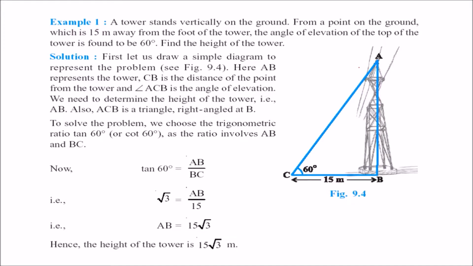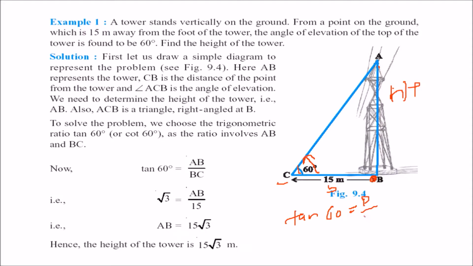So here is a tower. Example 1: there is a tower standing vertically on the ground, and from a point on the ground which is 15 meters away from the foot of the tower, the angle of elevation, that means this angle, is 60 degrees. Find the height of the tower. If this is the height of the tower and you're looking from here, 15 meters away, just use tan 60, that will give you this height. This is your base, this is your perpendicular.